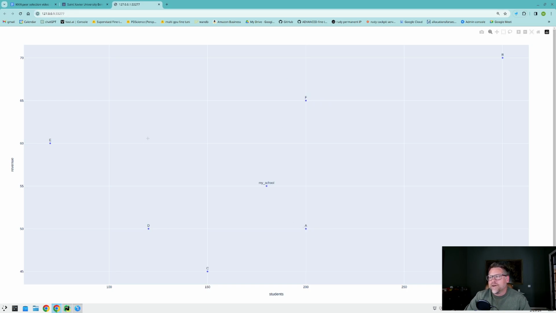A, D, and F are the closest 3 schools to my school. We're selecting those as the peer schools. Now in the KNN algorithm, what that would do is take the average value of, say, retention or whatever for these 3 peers, whatever your peer set is, and say that's the predicted retention for my school, right?